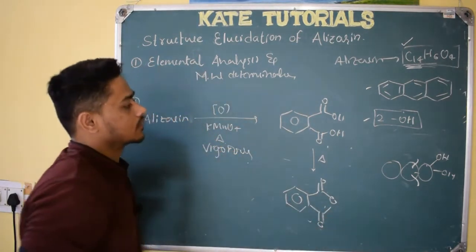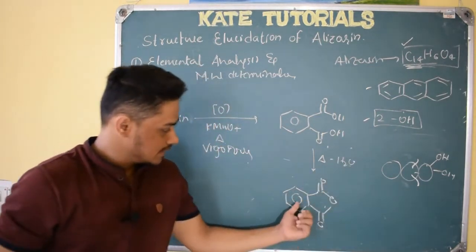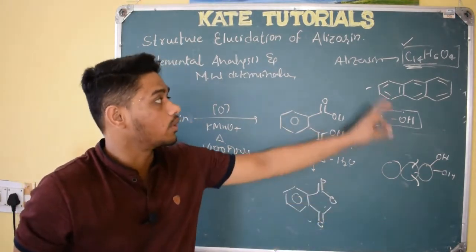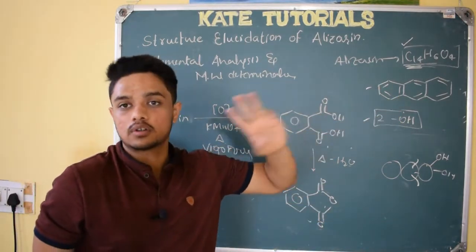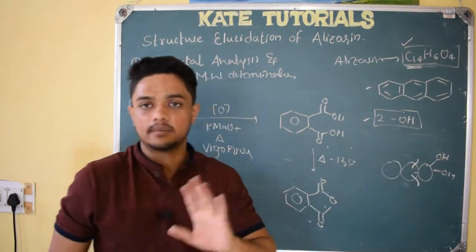Just write by yourself, right? So there is loss of water molecule. See here, these two will form 2 rings. So it has one more ring, because from this conclusion we have got it has 3 rings. So one more ring is there, and to that 2 OH groups are there, right?